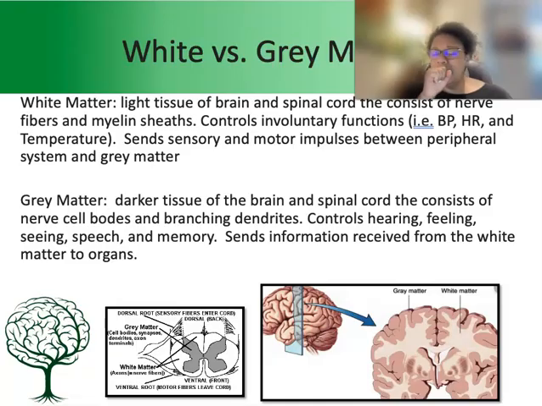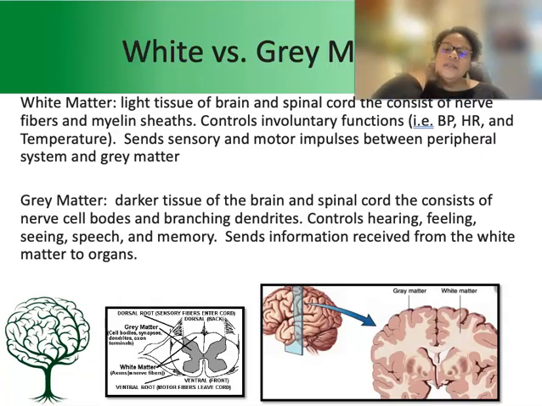White matter is the light tissue of the brain and the spinal cord, consists of nerve fibers and myelin sheaths, controls involuntary functions like blood pressure, heart rate, and temperature, and sends sensory and motor impulses between the peripheral system and the gray matter. Whereas the gray matter is the dark tissue of the brain and spinal cord that consists of nerve cell bodies and branching dendrites. It controls hearing, feeling, seeing, speech, and memory, and it sends information received from the white matter out to the organs in the peripheral system.